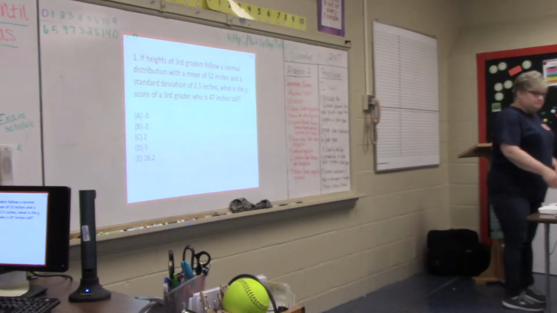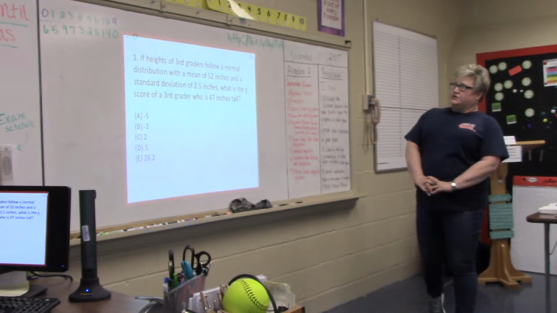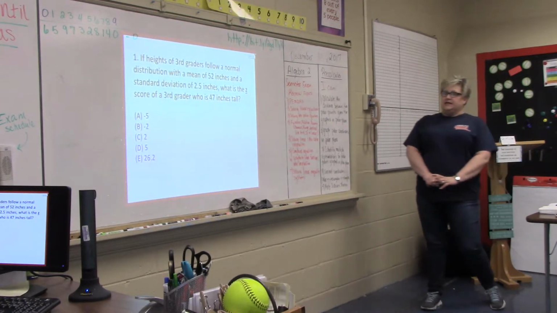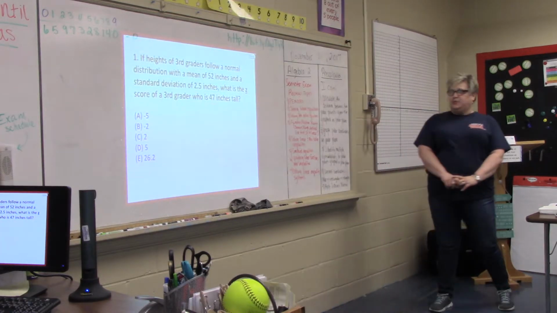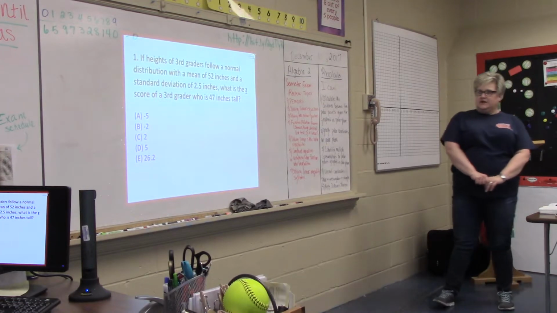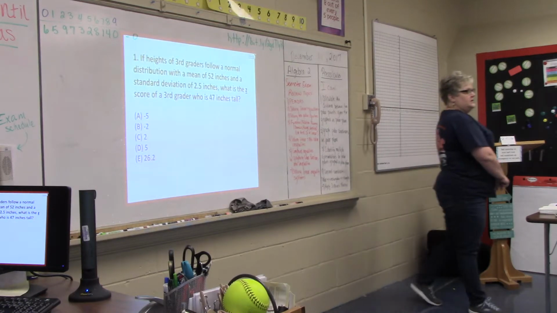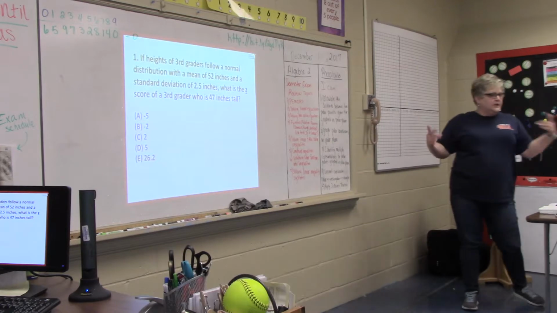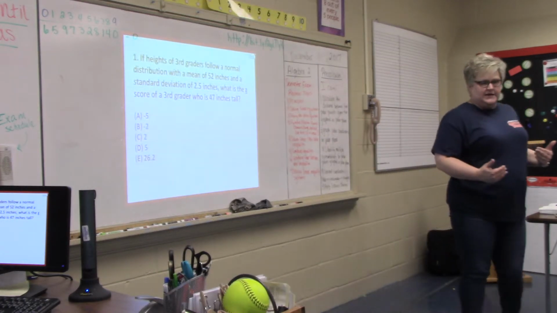All right. Number 1 says this: if the heights of third graders follow a normal distribution with a mean of 52 inches and a standard deviation of 2.5 inches, what is the Z-score of a third grader who is 47 inches tall? Now, first thing you should do is write down that Z-score formula and look at it. If it's talking about Z-scores, then we probably should write the formula down.